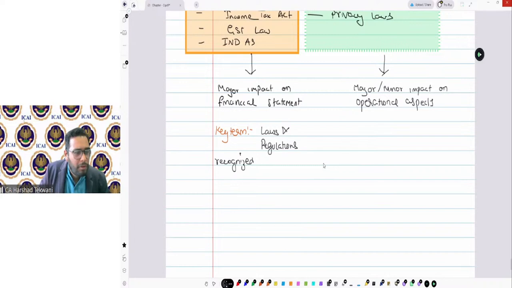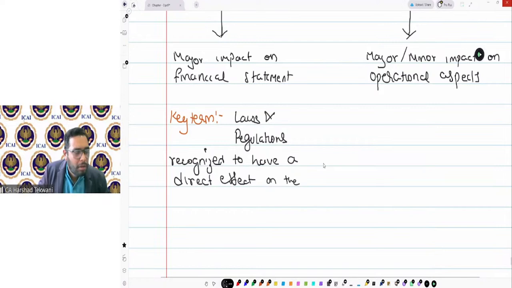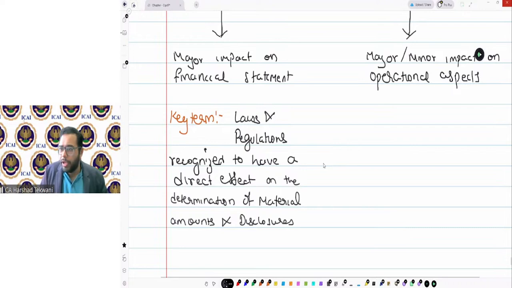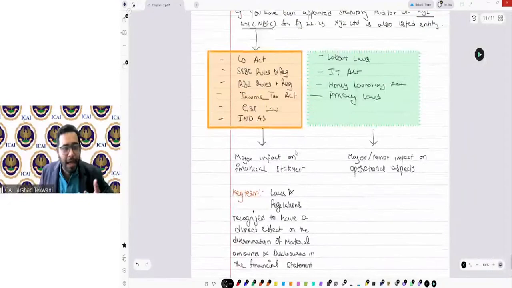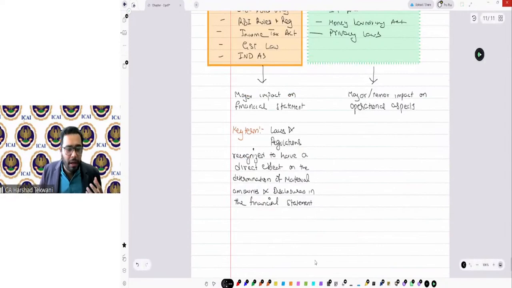recognized to have a direct effect on the determination of material amounts and disclosures in the financial statement. I know you said it's a sentence instead of a term, but yes. So laws and regulations recognized to have a direct effect on the determination of material amounts and disclosures in financial statement. Kind of similar to major impact on financial statement. So that is known as direct laws and regulations, having direct effect.